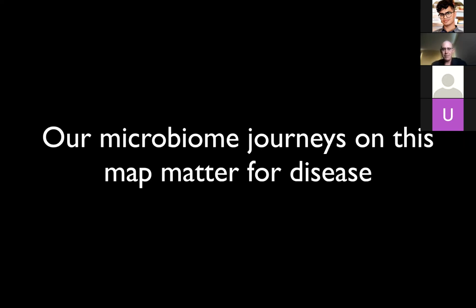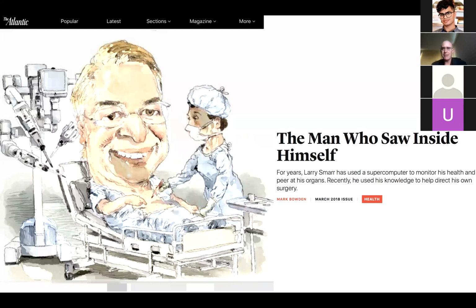So one really important concept is that our microbiome journeys on this map matter for disease. Everyone I'm showing you on that map is healthy, but we can start to integrate people who are not healthy in these kinds of microbiome displays. And this is Larry Smarr, who's the founding director of Calit2, and who's a very interesting character, in part because he's a leader in the quantified self movement.